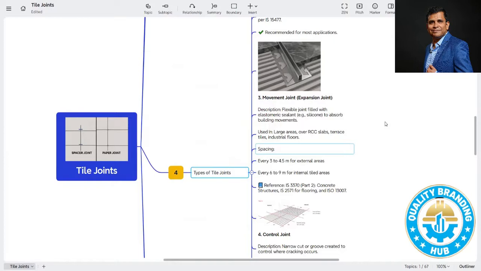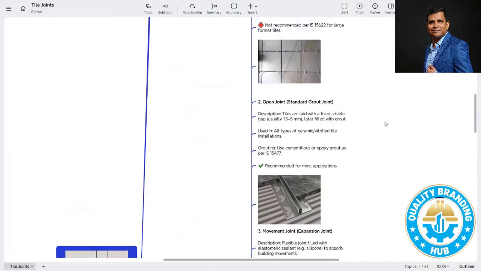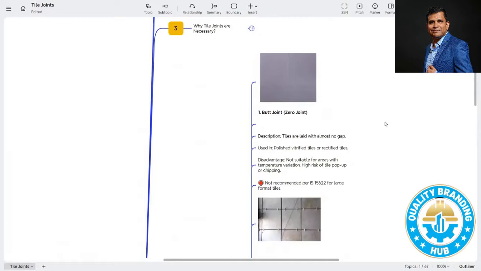Butt joint or the zero joint. What is that? That means there is no gap between the tiles. The description: tiles are laid with almost no gap and used for polished vitrified tiles or rectified tiles. These polished vitrified tiles and rectified tiles are also covered in IS 15622, in the same video I discussed earlier, which gives all the details about tiling. These butt joint tiles are now easily available.